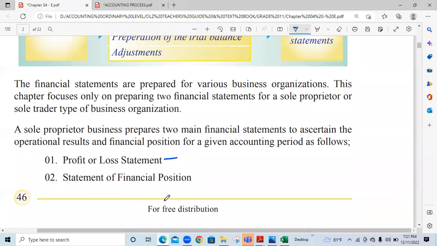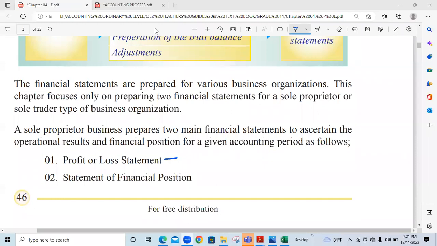Here, operational results. So guys, if you all are having your textbook... Miss, if we join the grade 11 class by now, can we finish before our O-level exam? Yeah, I will be finishing all the accounting parts before the O-level. Of course, I will be finishing.